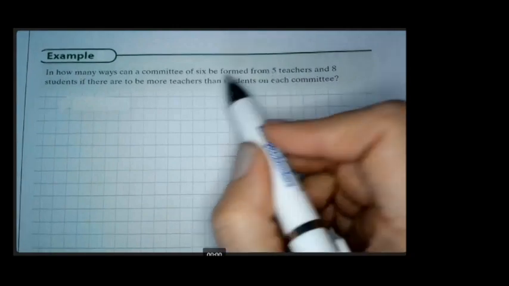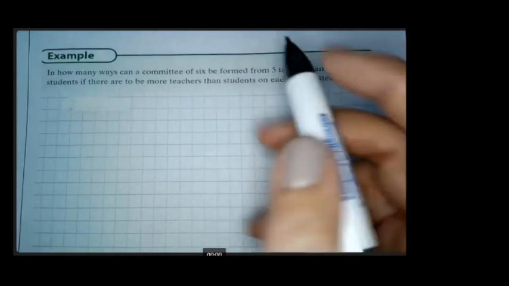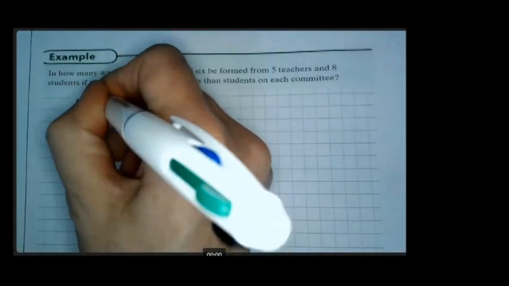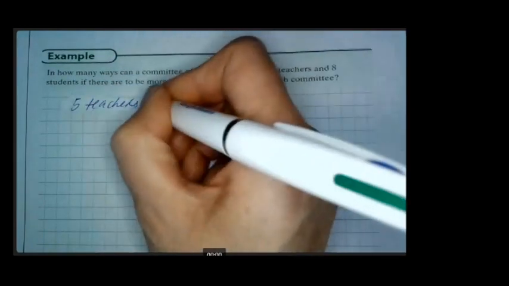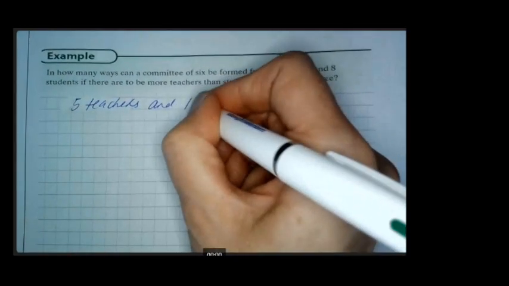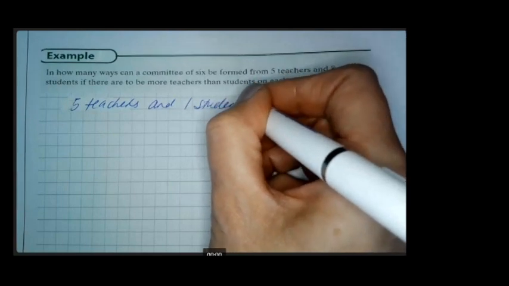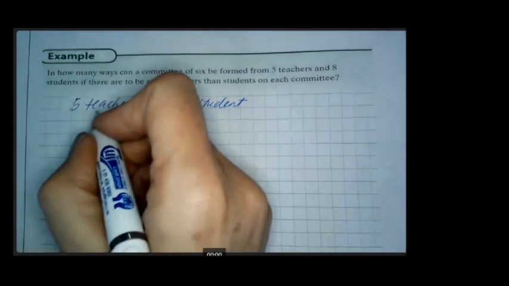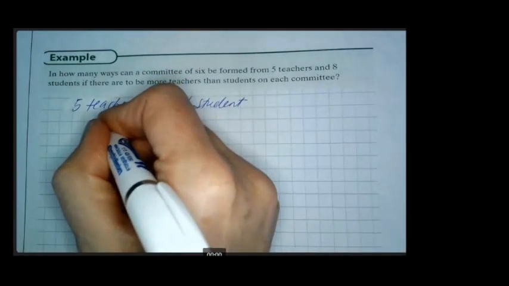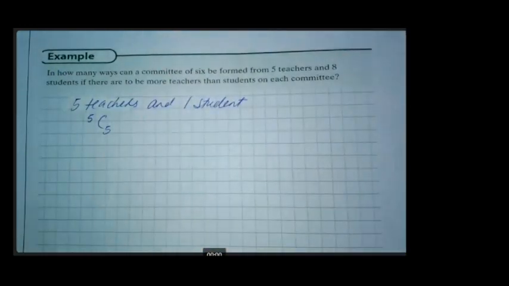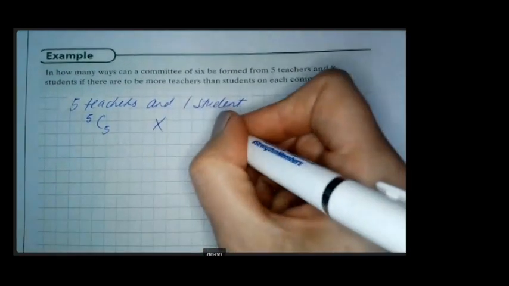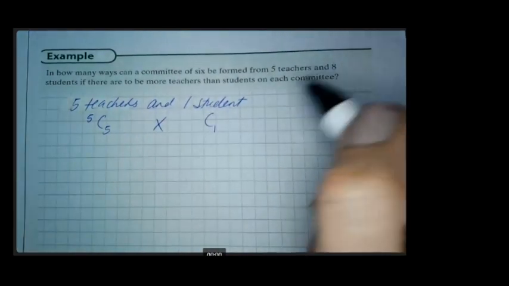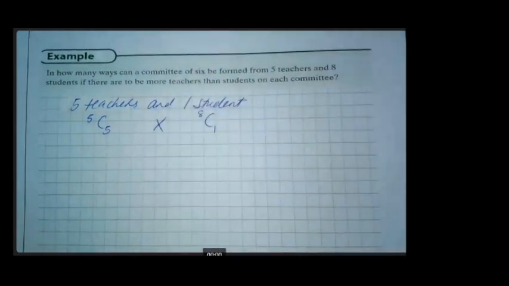We've got to have more teachers than students on the committee. The most teachers we could have is 5 teachers, and then that would leave 1 student. So if we had 5 teachers and 1 student, that's a scenario that would satisfy more teachers than students on the committee. So if I'm choosing 5 teachers from 5 teachers, that's 5C5. And I want 1 student, and I can choose 1 student from 8 students, that's 8C1.